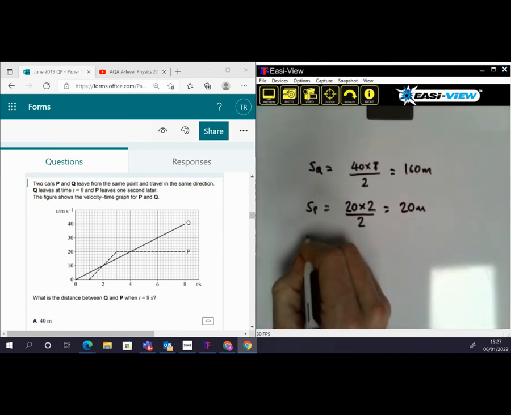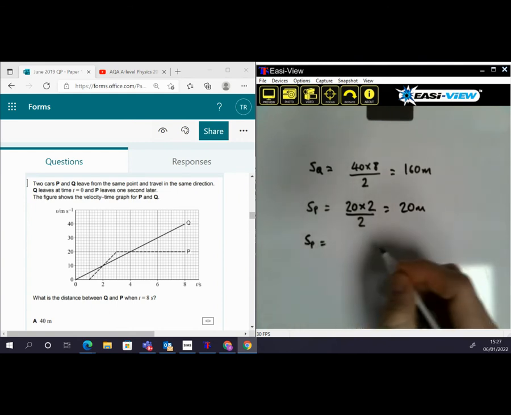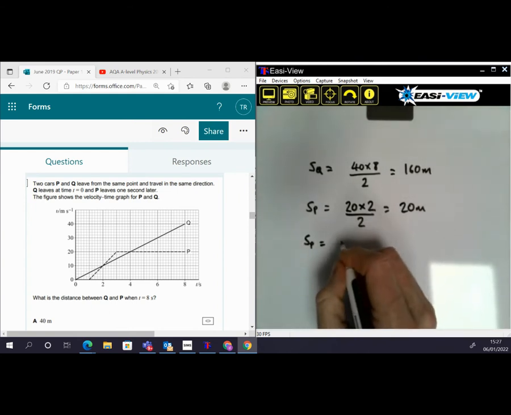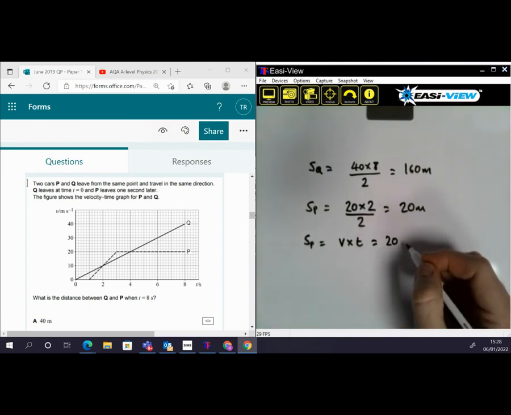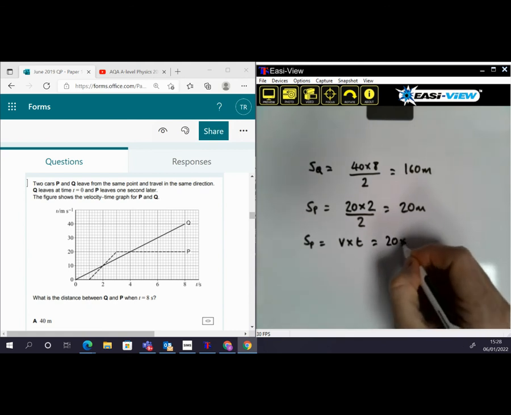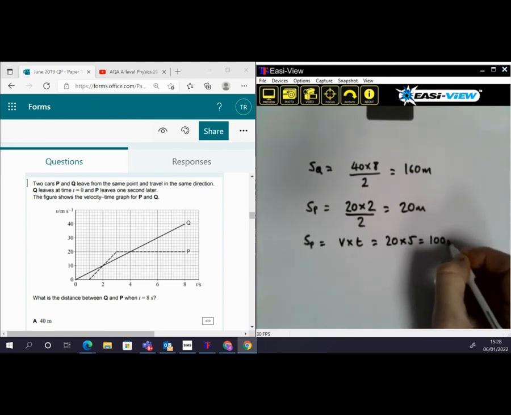But then there's the second part of P, the bit where it's moving at a constant speed. So that is its speed multiplied by the time it travels at that speed. So it's 20, and then just checking the scale, we're going from 3 seconds to 8 seconds. That's a 5-second difference. That's another 100 meters.